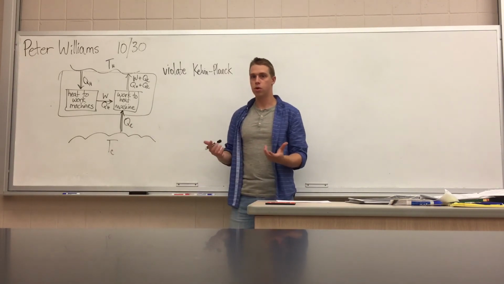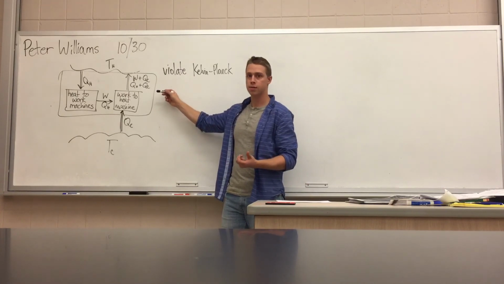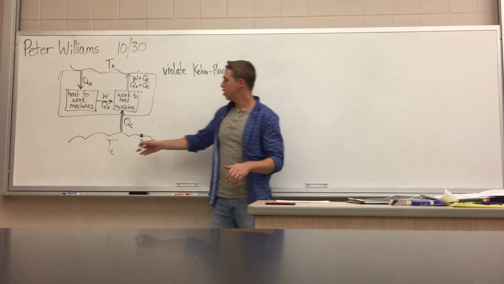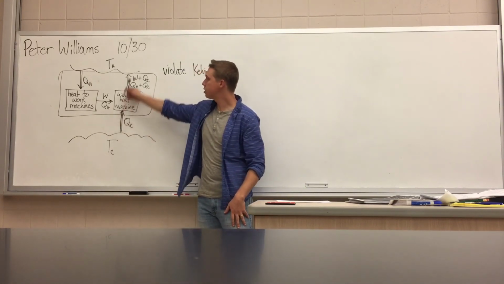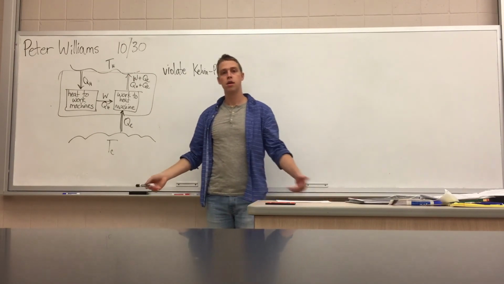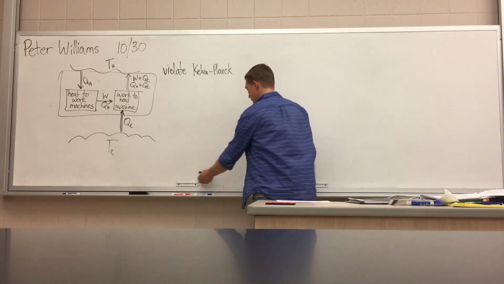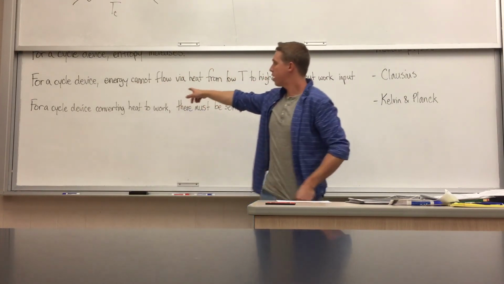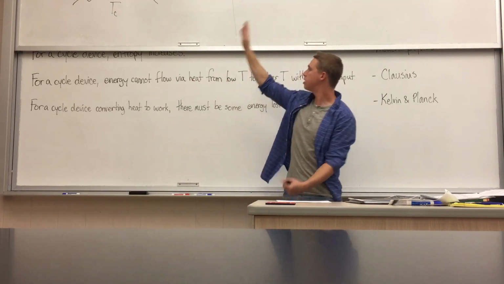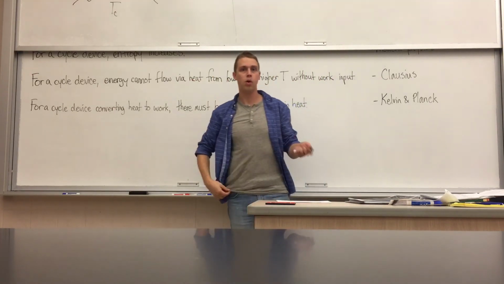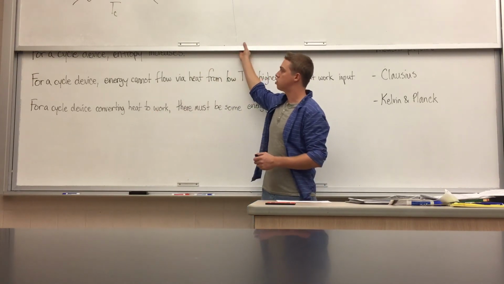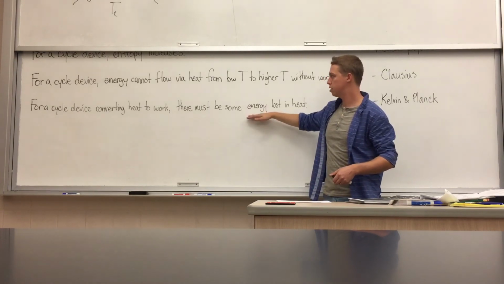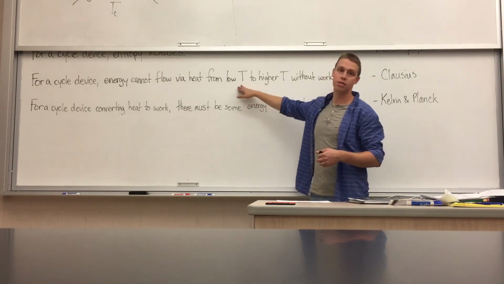But refrigerators in the real world have to take work. We have to put work in. So here, we've just made a magic refrigerator, a machine that only allows heat to flow from cold to hot without putting any work in. Well, that is an exact violation of the Clausius statement. Look at this: for any cycle device, energy cannot flow via heat from a low temperature to a higher temperature without work input. That's what we just made. So notice that by violating this statement, we by default violated that statement.